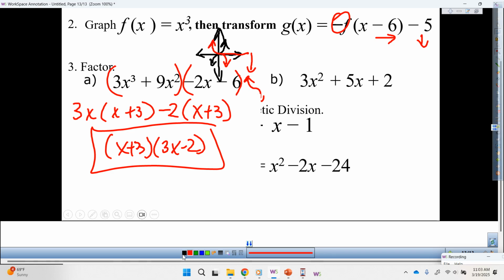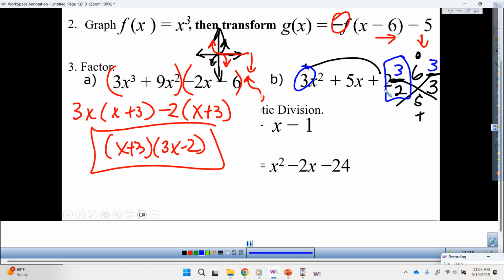This one over here, standard form, yes. GCF, no. 3 times 2 is 6. 5, what factors of 6 add up to 5? 2 and 3. However, we have a coefficient of 3. So, can we simplify that fraction? No, that is 3x plus 2. Can we simplify this fraction? Yeah, 1 over 1, which means 1x plus 1.